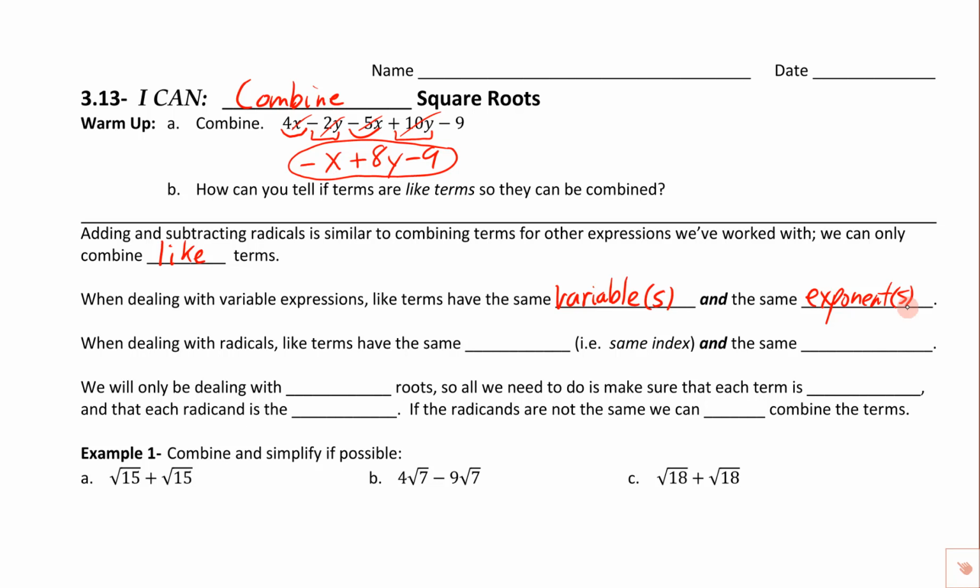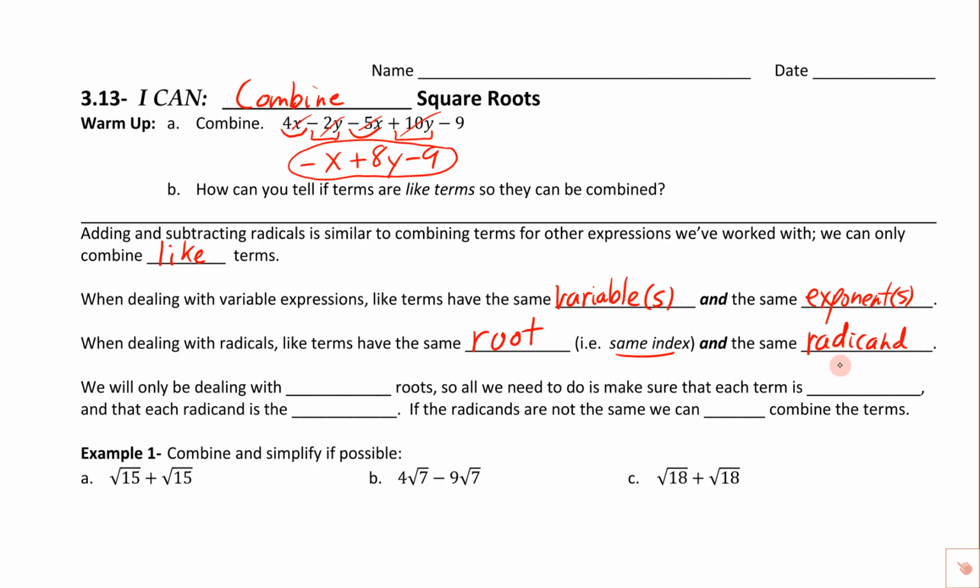Now when we're dealing with radical expressions, like terms have the same root, which means they have the same index. So we can't mix square roots and cube roots and fourth roots together. Okay, so they've got to all be square roots or all cube roots if they're going to be like terms. And they've got to have the same radicand. So this kind of rolls off your tongue. They've got to have the same root, and they've got to have the same radicand. All right, so they've got to be the same square root, cube root, or whatever, and they've got to have the same number underneath. Remember, the radicand is the fancy word for what goes underneath.